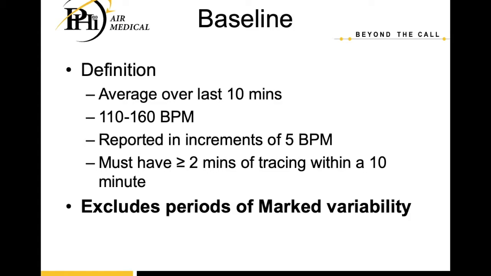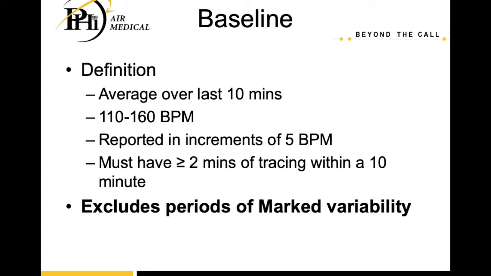So going to that first aspect of reporting, going to the baseline. So what is the definition of baseline? It's the average heart rate that is taken over the last 10 minutes. Normal findings would be a heart rate somewhere between 110 to 160 beats per minute. And remember that when we are recording baseline on a fetal monitor, we do not report the snapshot heart rate that we see at the moment we are taking that vital sign. We need to report it in increments of 5 beats per minute.